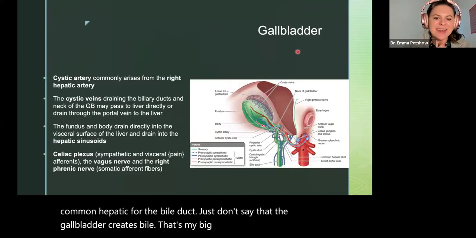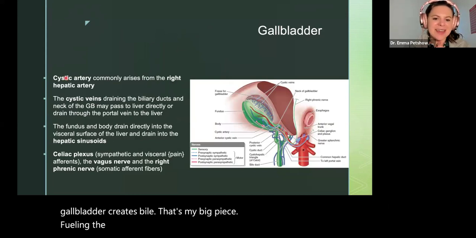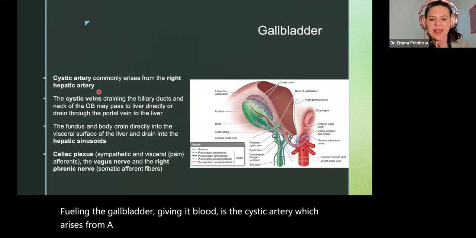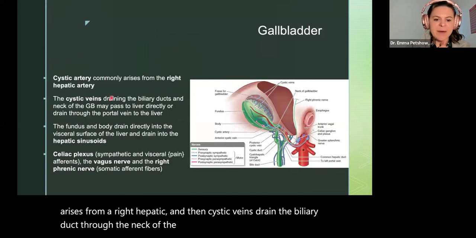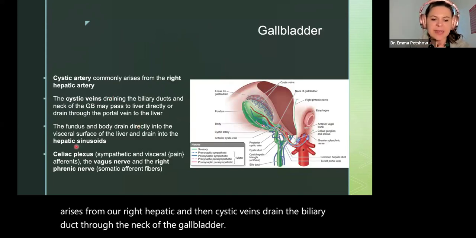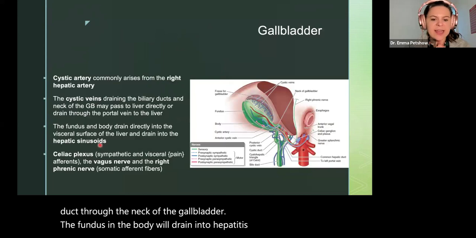Fueling the gallbladder, giving it blood, is the cystic artery, which arises from our right hepatic, and then cystic veins drain the biliary duct through the neck of the gallbladder. The fundus and the body will drain into hepatic sinusoids as a part of the liver.